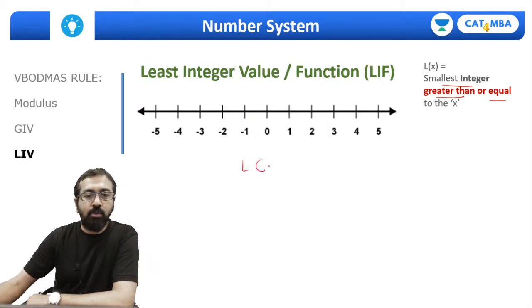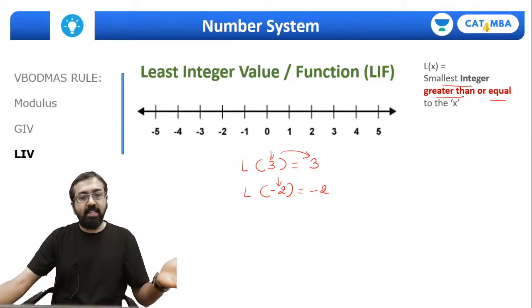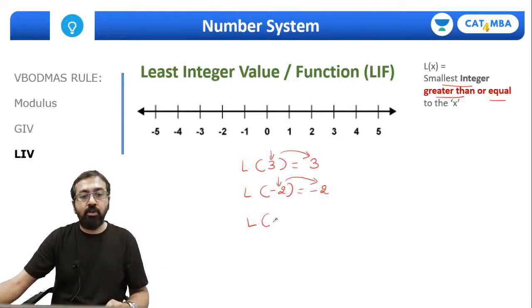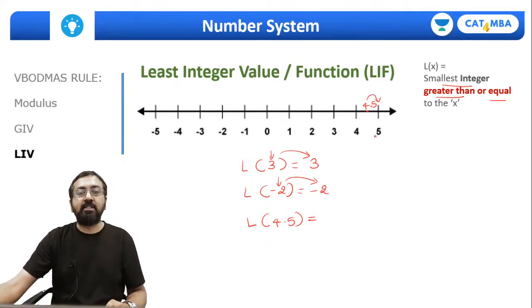If I ask you to find the least integer value of 3, it will be 3 because 3 itself is an integer. Straight away write it down. If I ask you to find the least integer value of -2, it will be again -2 because -2 is also an integer, though it's a negative integer, but it's an integer, right? So the least integer value will be -2 itself. But if I ask you to find the least integer value of 4.5, just put 4.5 on the number line. Now this is not an integer, so you will find the first integer to the right of it.